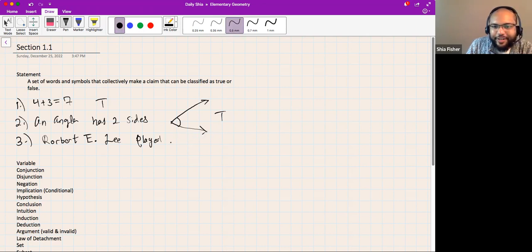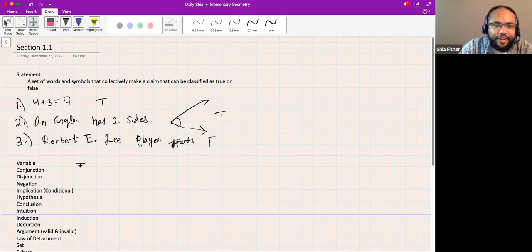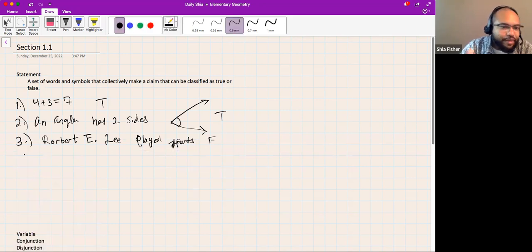He is famous for sports, right? We'll just say false, right? So you get the idea. These are statements where there's a truth value associated to it.